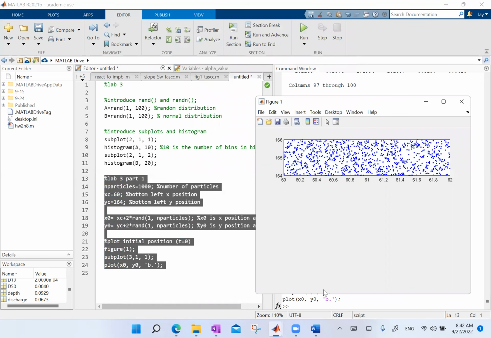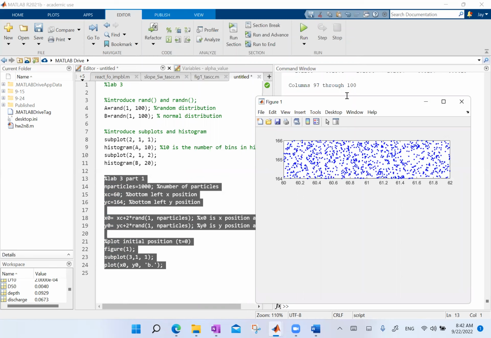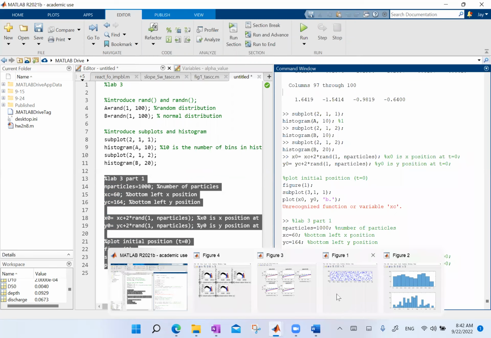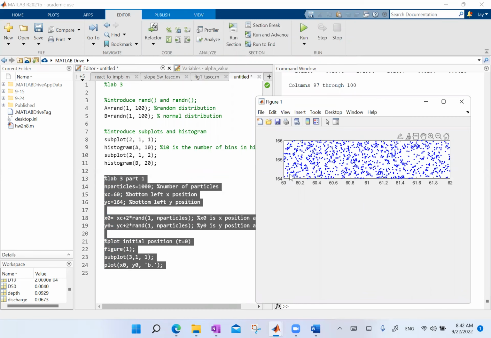So basically, it randomly generates 1,000 particles and distributes them in the x direction from 60 to 62, and from 164 to 166.